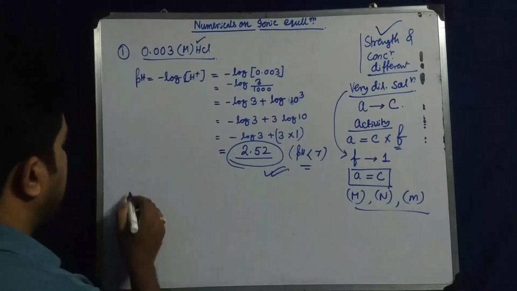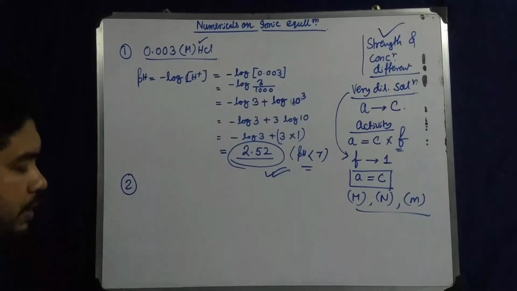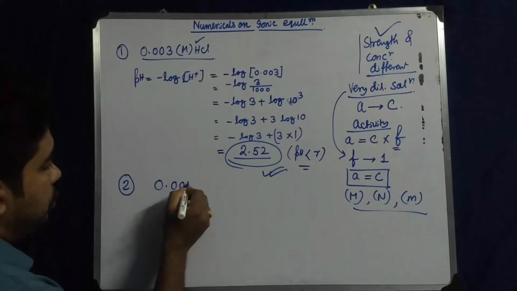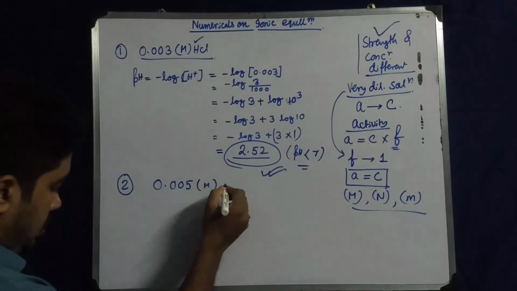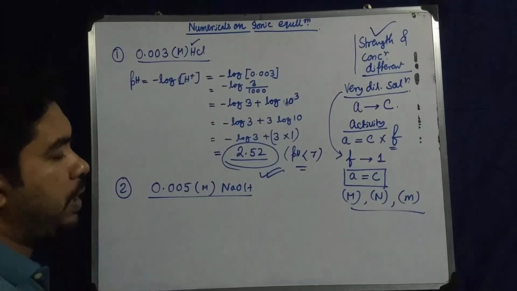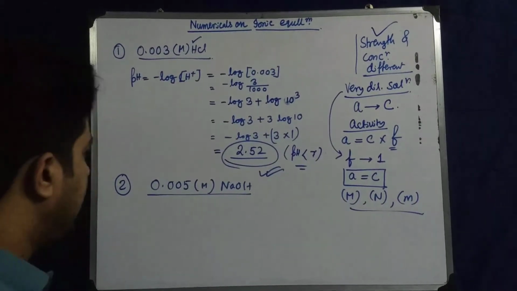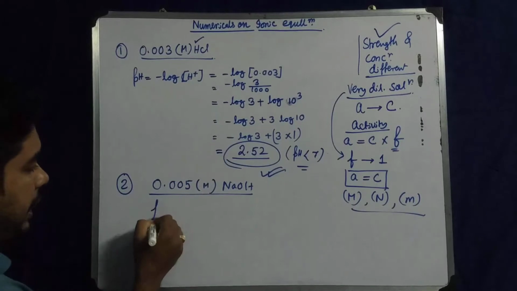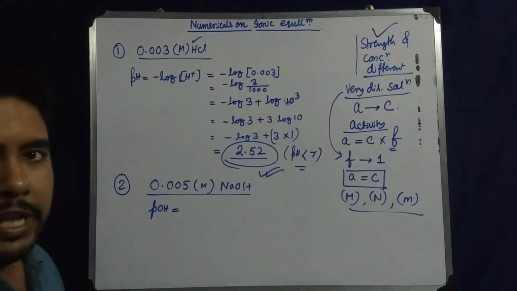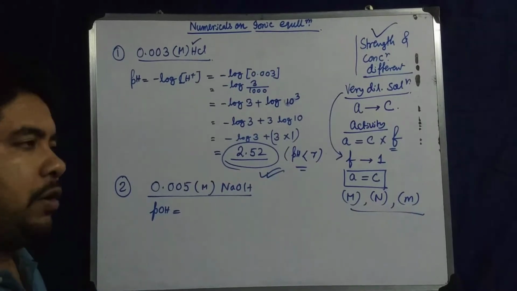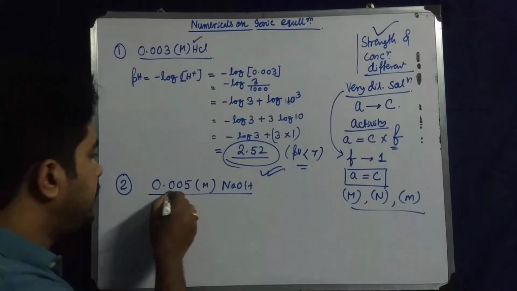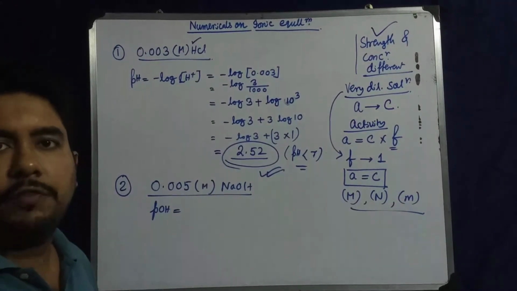So after this we are going for question number 2. They are asking about 0.005 molar NaOH. Again, what will you do? I told you already that for NaOH, here OH minus ions are present. So we cannot directly convert it into H plus ions. We cannot directly put this value in place of the concentration of H plus ions.